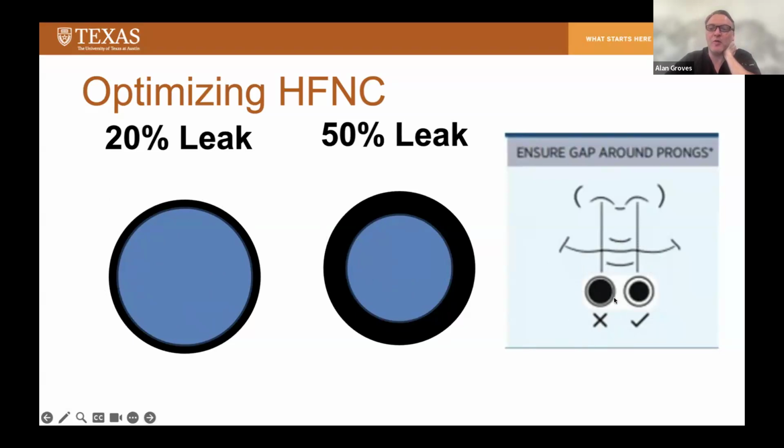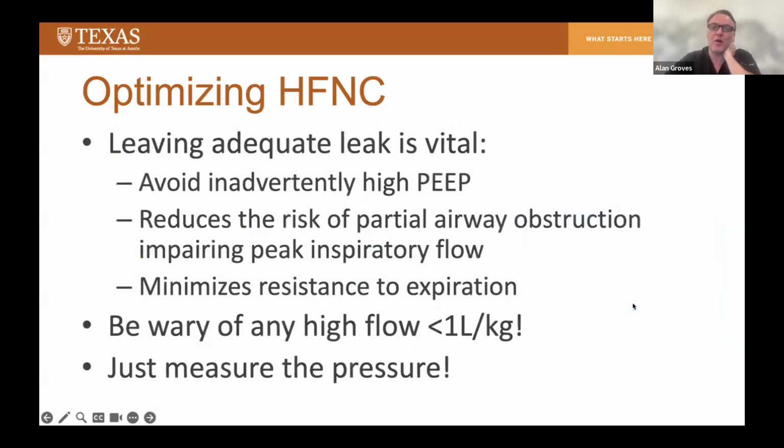Just seeing a tiny rim around here is not enough leak. You need a decent amount of visible leak around there because that's how the babies are breathing out. If you don't have that leak, you're blocking their nose when they're trying to breathe out and you're making their breathing harder for them. So when we think about optimizing our high flow, leaving a leak is vital to avoid the inadvertently high PEEP, to make sure that we aren't partially blocking the airway on inspiration and not meeting their peak inspiratory flow, and to minimize the resistance to expiration.